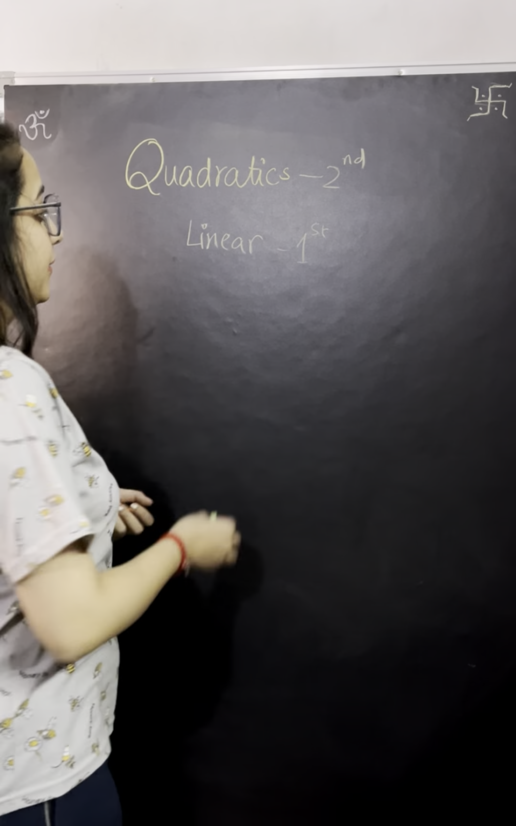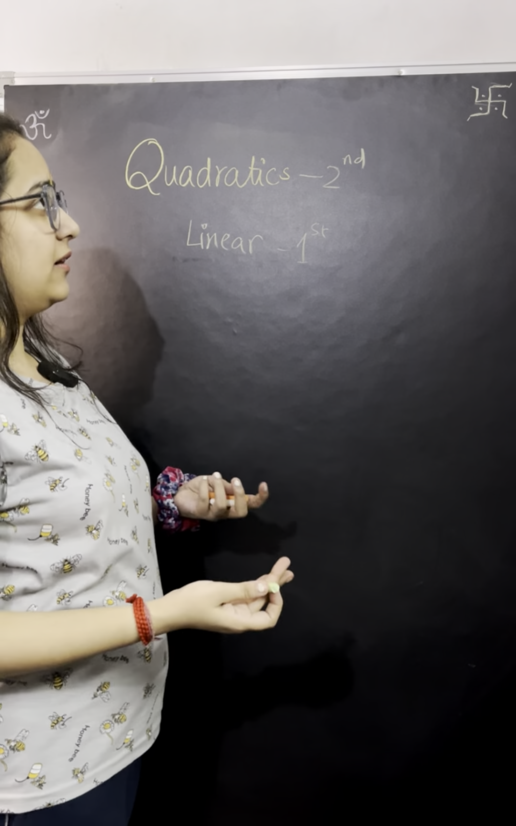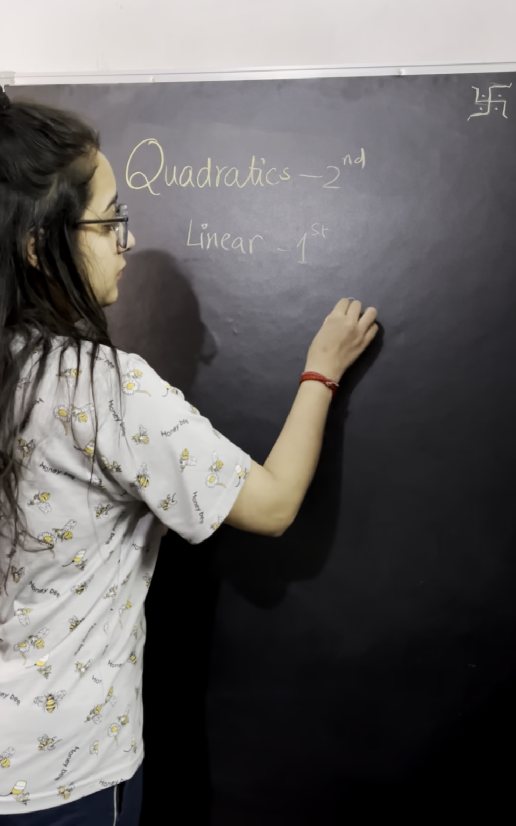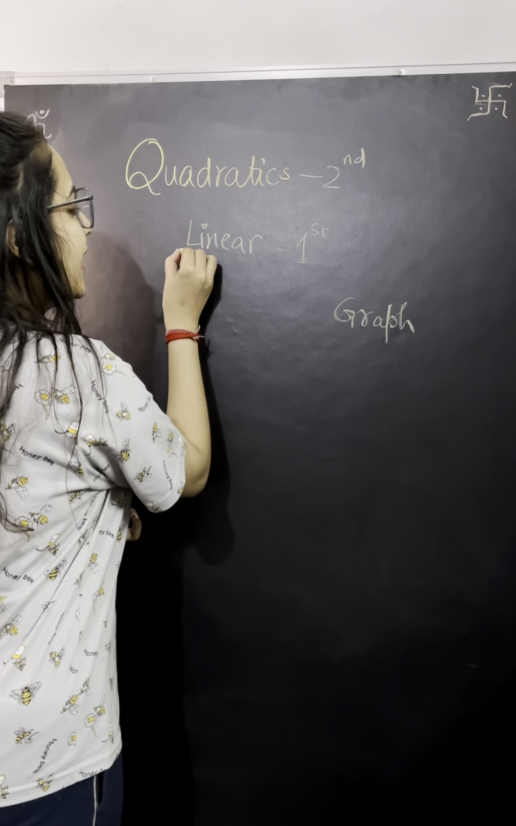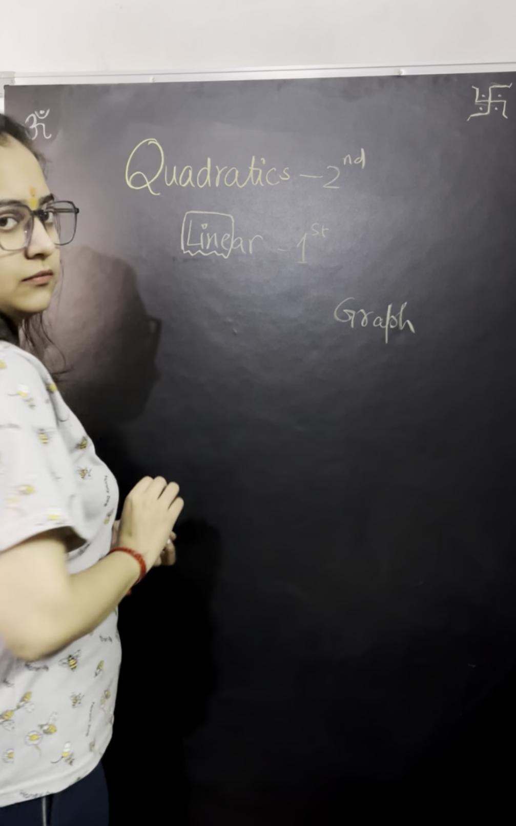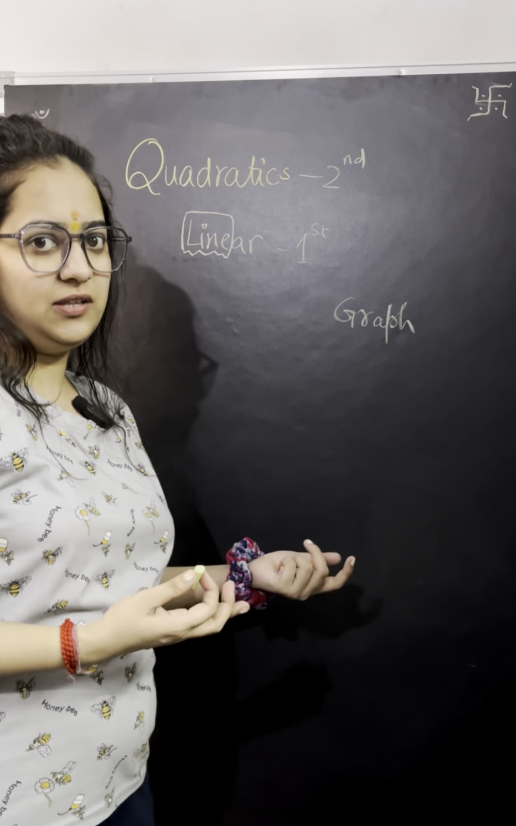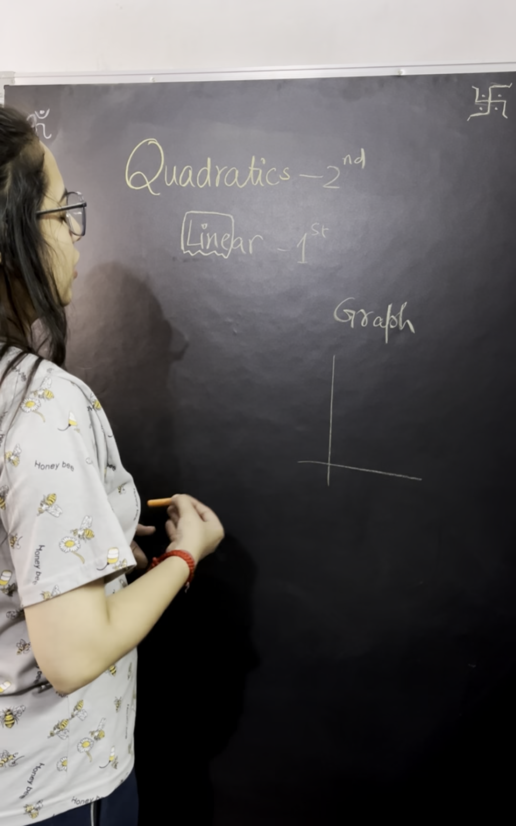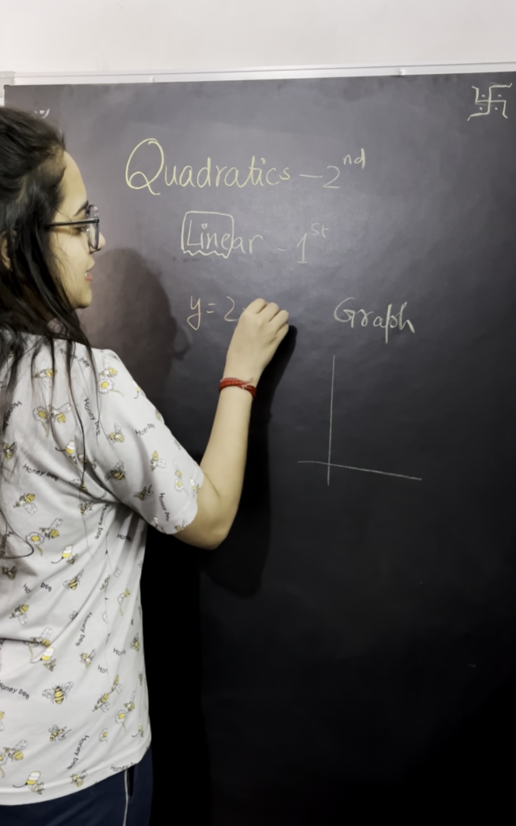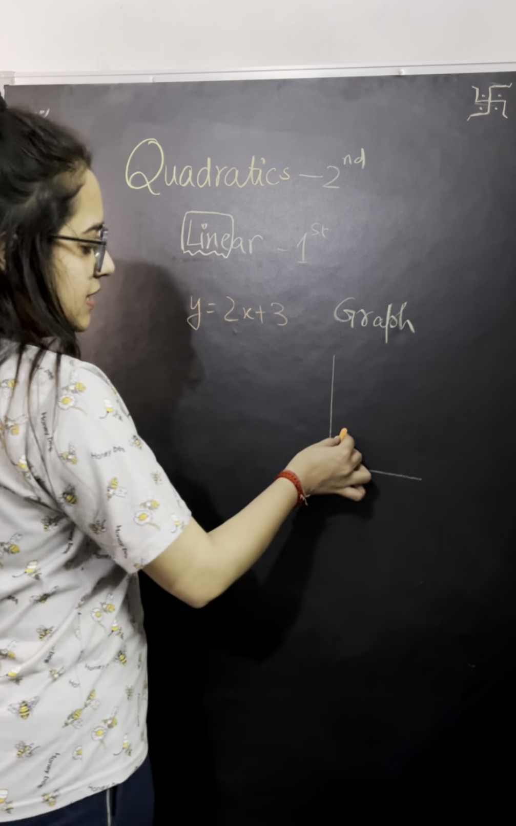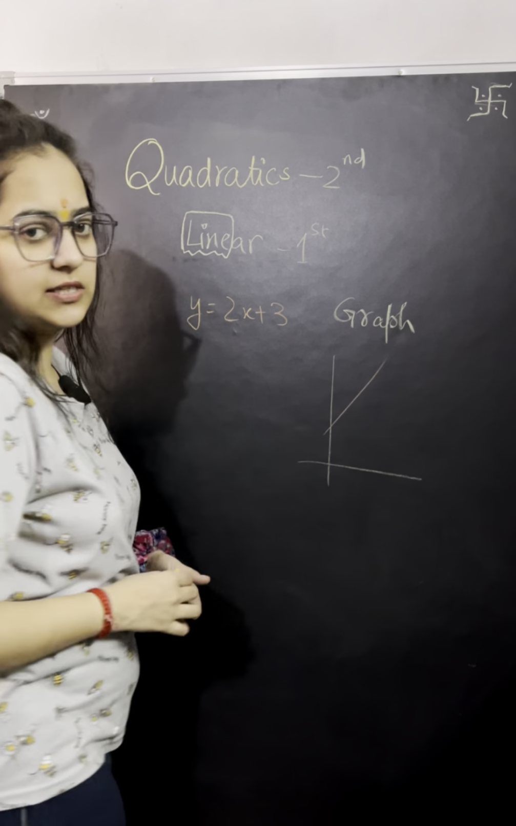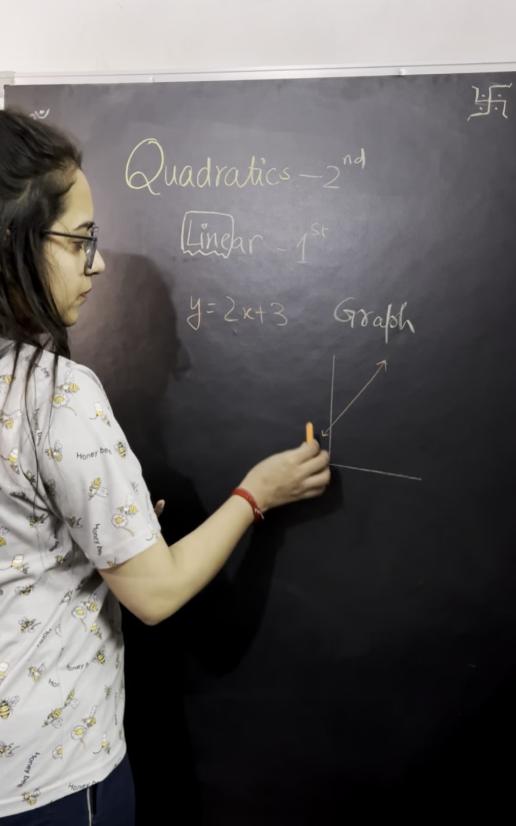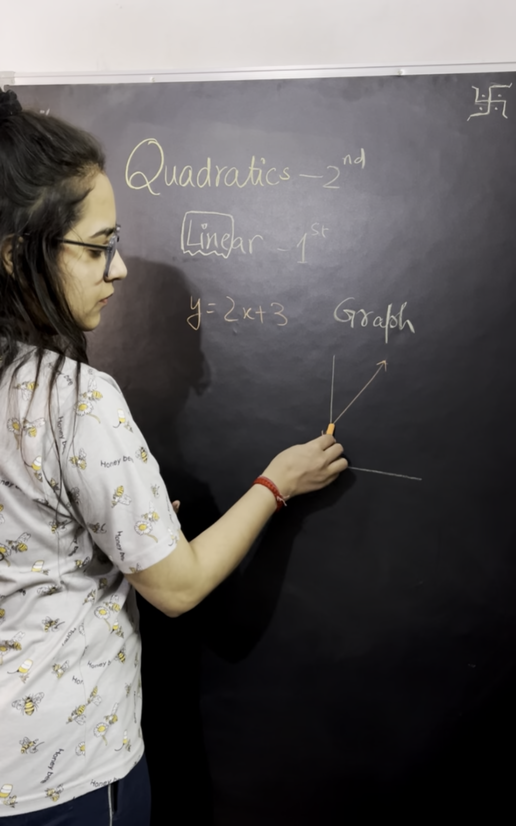Okay, what about linear? Linear algebra means, you can say in a graphical way, that creates a line. The expression that only creates a line. So if I'm talking about linear algebra, let's say I'm talking about y is equal to 2x plus 3. Okay, so its line would look something like this. It's a straight line, right? So when you put x is 0, y is 3.